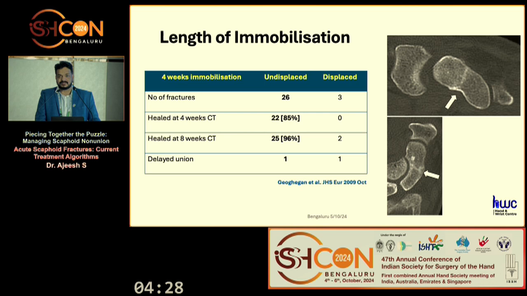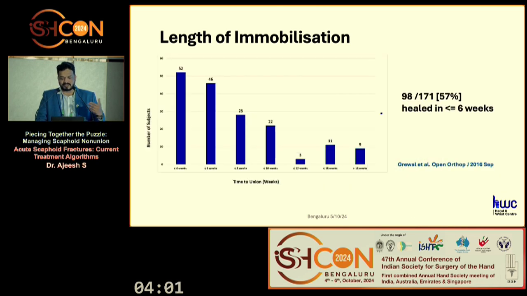And now the length of immobilization, this could be quite interesting. How long should we immobilize them? This wonderful study from Nottingham actually showed where they immobilized these patients for just 4 weeks in a cast, took a CT and found that 85% of those had actually united, converted all of the patients to a splint, and at 8 weeks found that 96% of these patients had united. There are other studies also which show that a shorter immobilization period should actually be enough. Like this one from Ruby Grewal's unit also shows when they are managing these undisplaced fractures, more than half of these are actually united on a CT scan by 6 weeks.